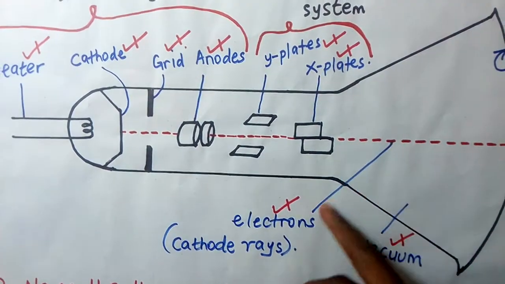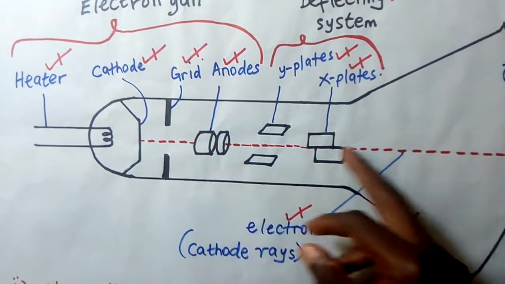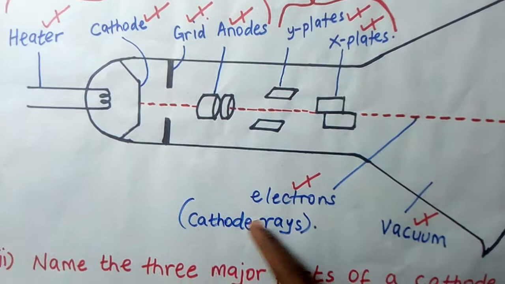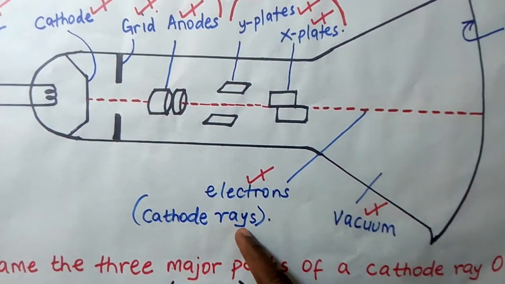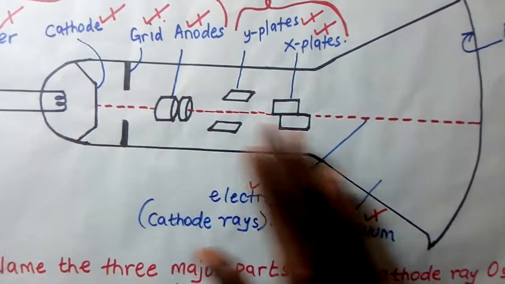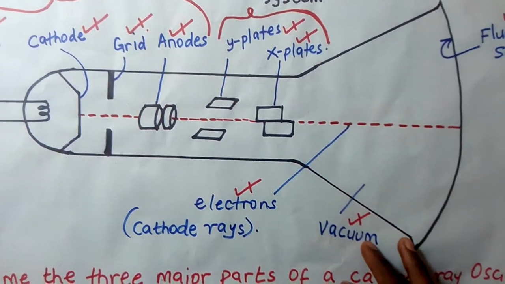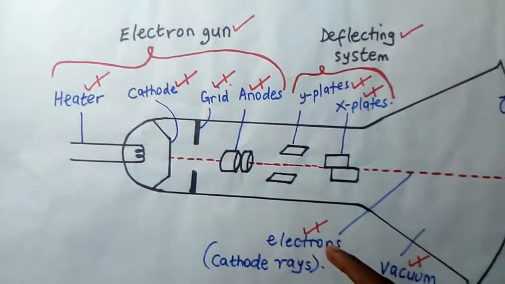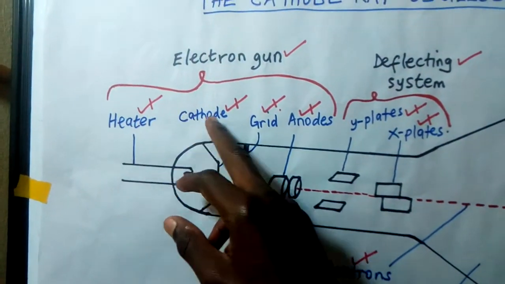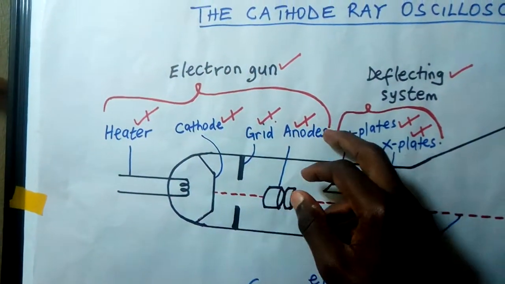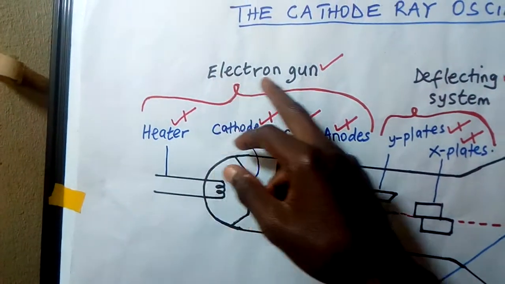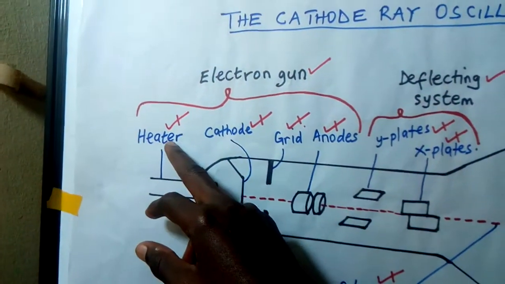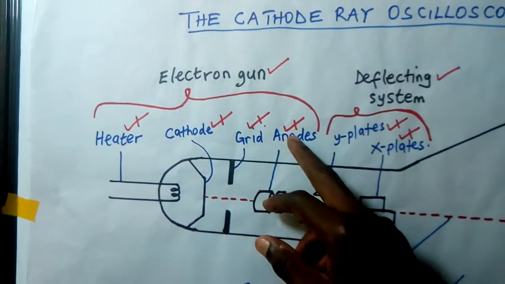These dotted ones, what we have dotted here, these are electrons moving. And those electrons are moving at a high speed, so they can be called cathode rays. Remember, inside we don't need any air. So it is a vacuum. There's a vacuum here. So these are the main parts. We also said the heater, the cathode, the grid, and the anodes, they have one word. You can call them the electron gun. So the electron gun consists of a heater, the cathode, the grid, and anodes.